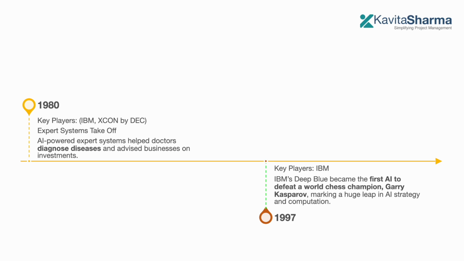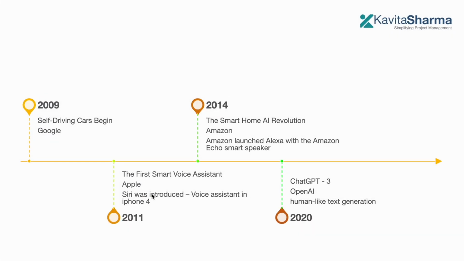In 1997, the good part was there was another computer game for chess, and the computer defeated world chess champion Gary. So that was a huge leap in AI strategy. This particular computer went through a lot of versions, and finally it got to a stage wherein the computer could beat the world chess champion.